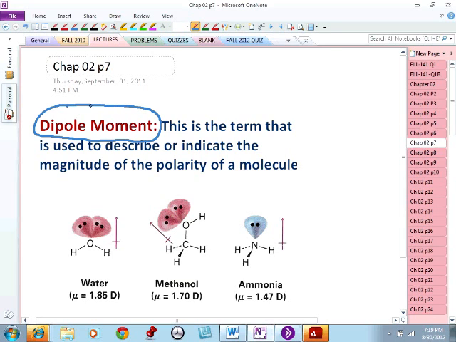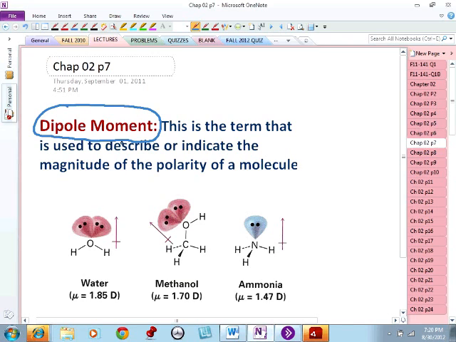Simply stated, the dipole moment is the measurement of the magnitude of uneven distribution of electrons within a given molecule. There's a slight difference between that and what we just discussed in terms of a bond, because keep in mind, in a given molecule, you have several bonds. The dipole moment measures the magnitude of uneven distribution of electrons within a given molecule.